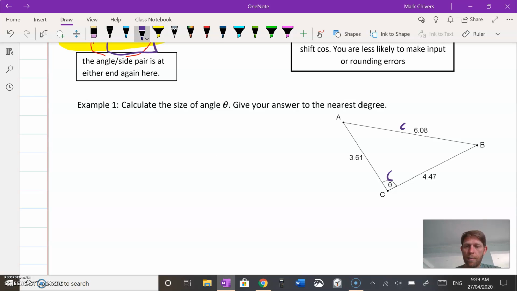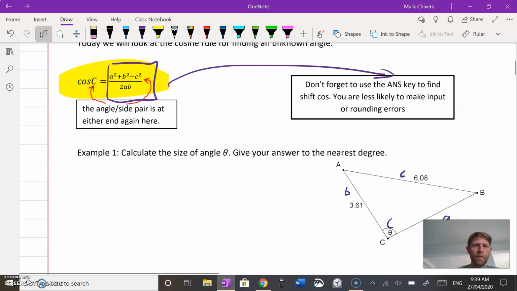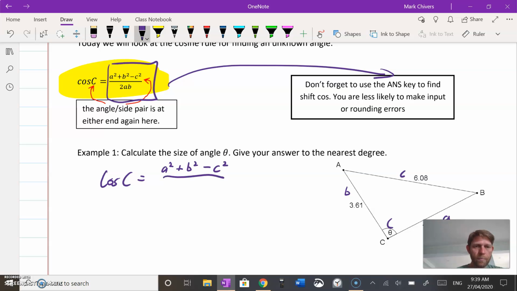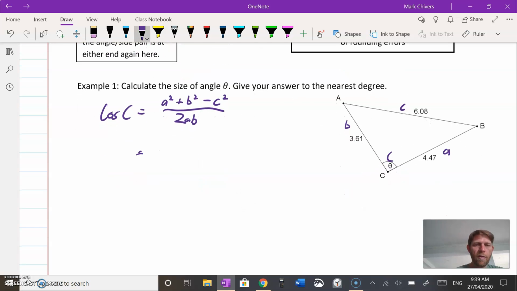So if we look at this particular example here, if this is my angle C, then that must be my side C, that must be my side A, it's opposite angle A, and this must be my side B. So I just take that formula that's written there, cos c equals a squared plus b squared minus c squared on 2ab, and I'm just going to substitute in all my values.